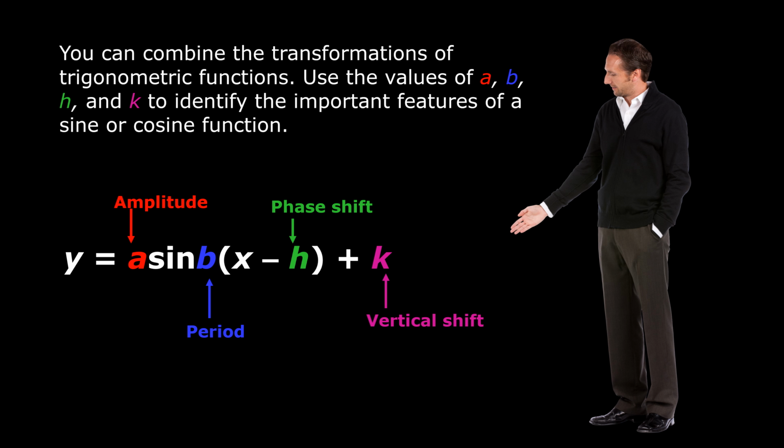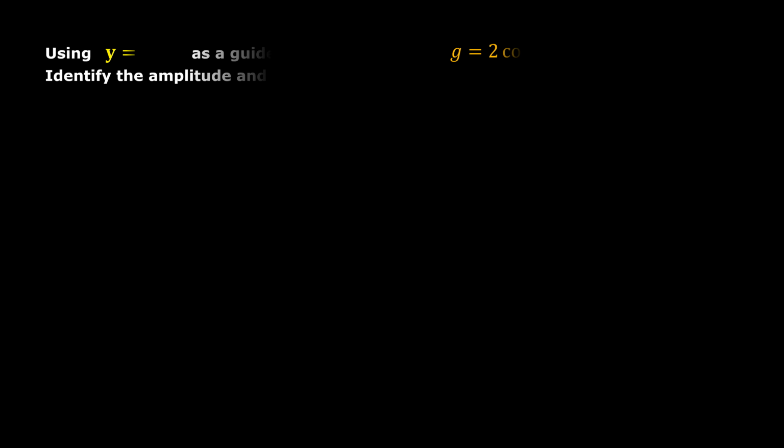The phase shift means that you shift the graph left or right, and the vertical shift means you shift it up and down. And it's the same for cosine x, the same formula. Okay, look at this example.